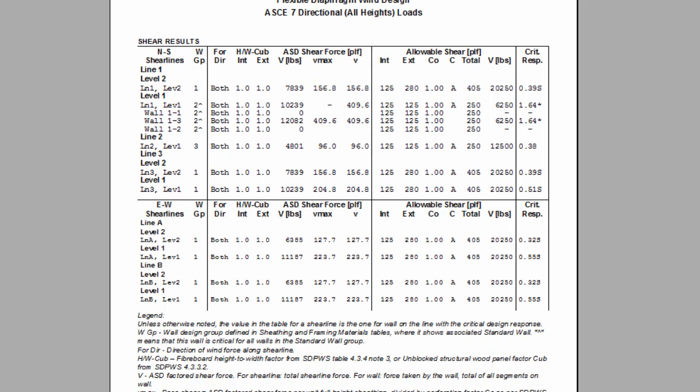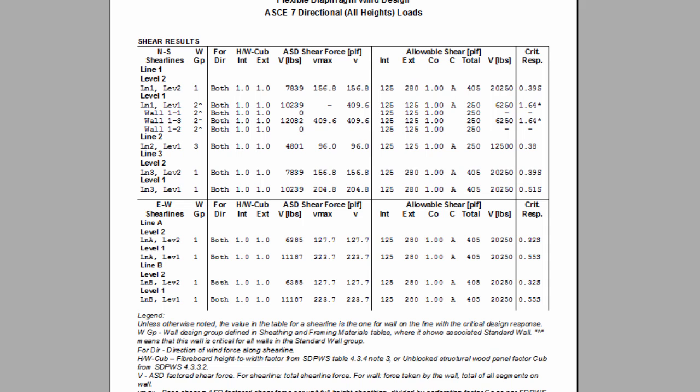The next term, V, represents the total capacity of the shear wall based on the combination rule and incorporates the perforation factor. V for a wall is the combined shear capacity, and for a shear line is the sum of all wall capacities. Finally, the critical response is the critical design shear force divided by the total capacity of the wall. Of all the terms presented in the table, this is the most important, as a critical response smaller than 1 represents a shear wall that will not fail.